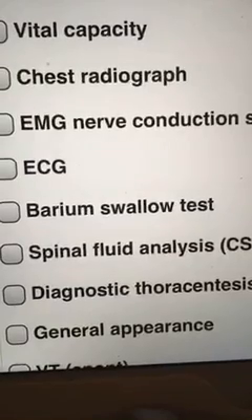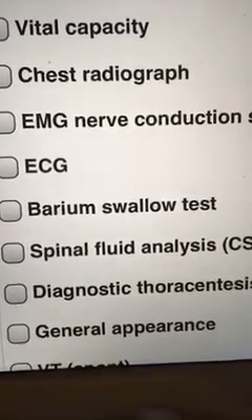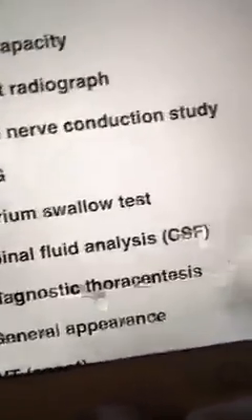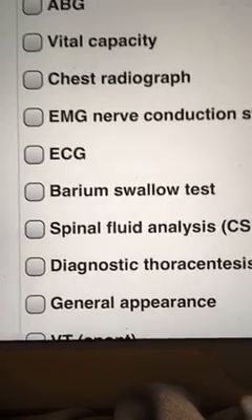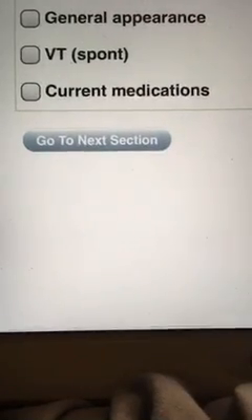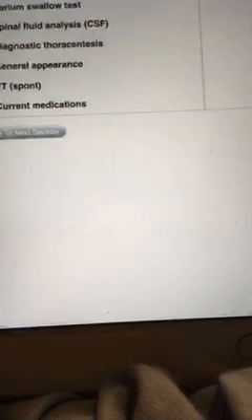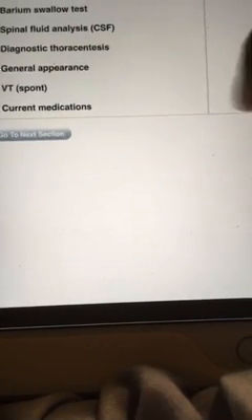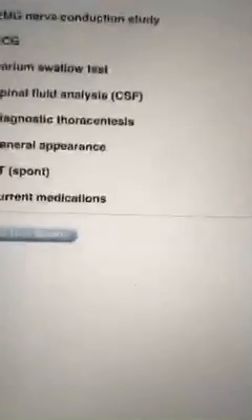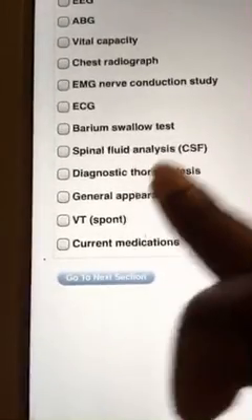EMG, nerve conduction study. I want to do that, but that's really a level 4. I know I'm trying to do all the level 1s first. ECG, there. Barium swallow test, tempting but no. Spinal fluid analysis, tempting. But for thoracentesis, general appearance, yes, let's do that.